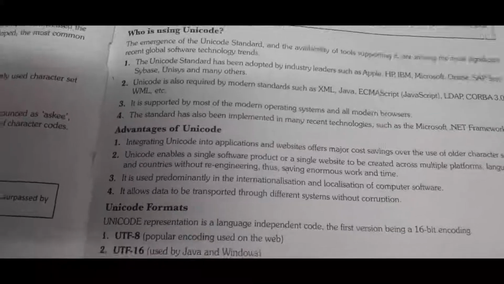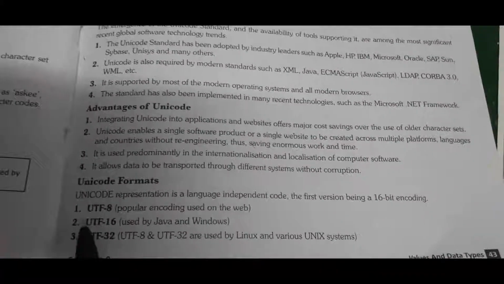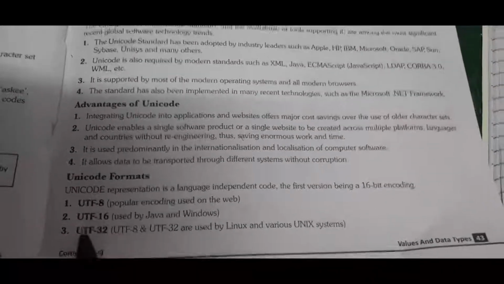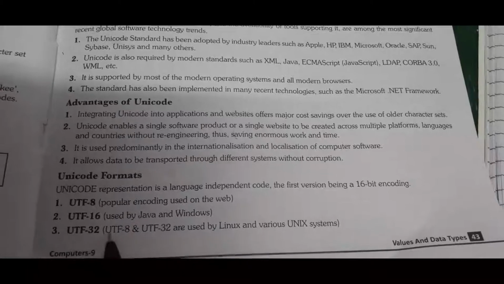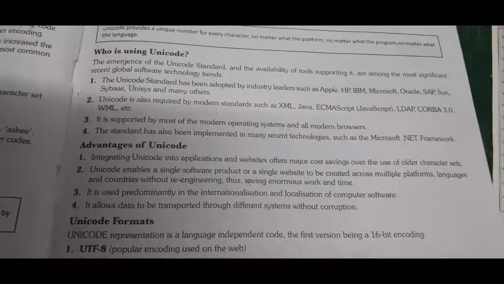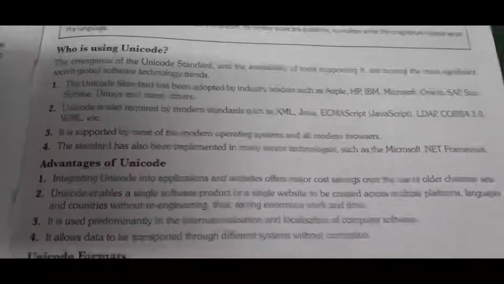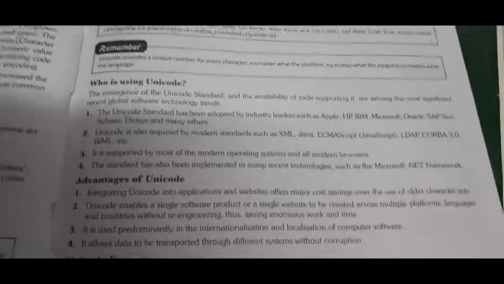So what are the different versions or different formats of Unicode? If I ask this question, then you have to remember this one: UTF-8, UTF-16 and UTF-32. These are the versions of Unicode according to the size in bits. So in today's class I have given the detail about the Unicode.